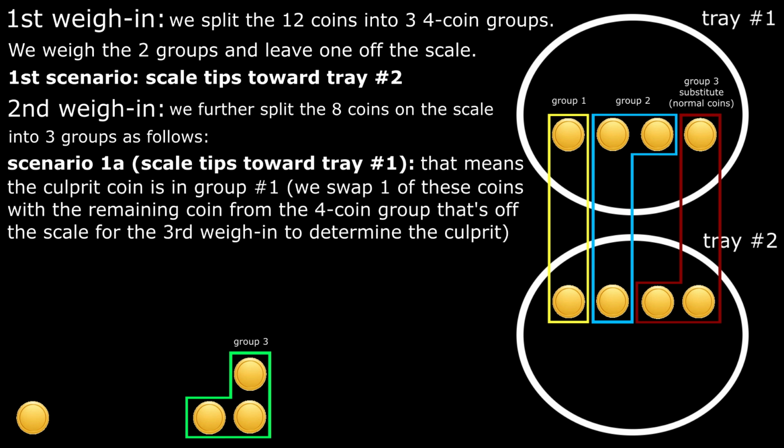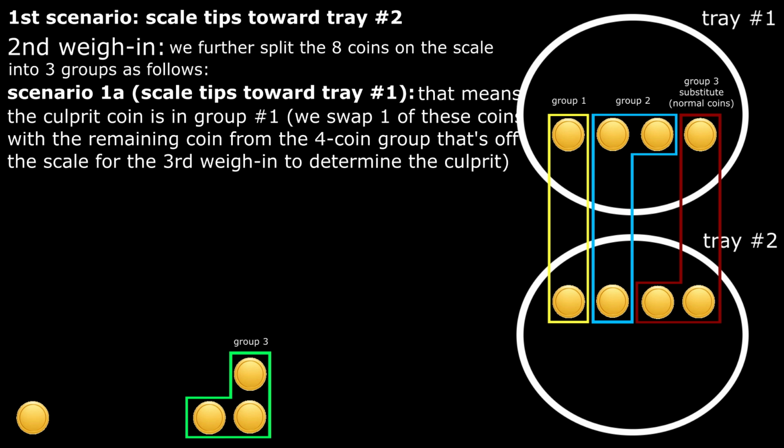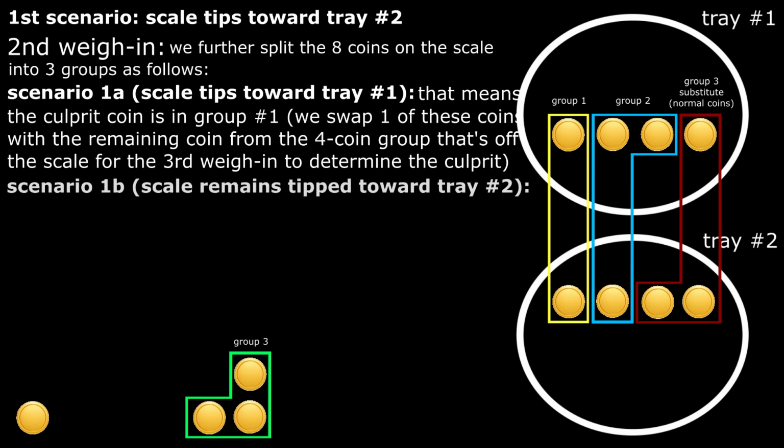So let's now get into scenario number 2. What if the scale remains the same? That is, scale number 2 remains heavier during weigh-in number 2. That means the culprit coin is in group 2. So that means either coin 1 on scale 1 is lighter, or coin 2 on scale 1 is lighter, or coin 3 on scale 2 is heavier.